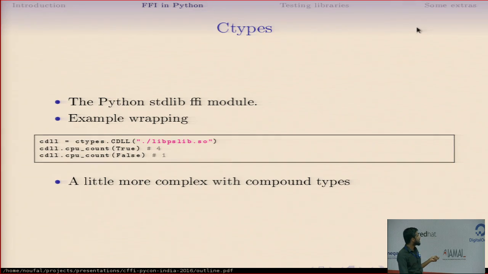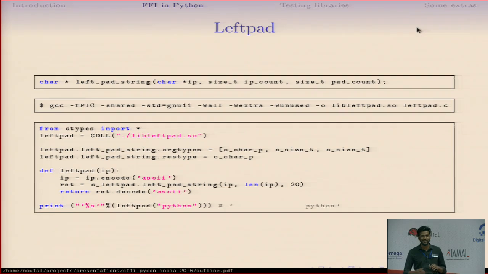CPU count: you can pass true or you can pass false. If you pass true, it returns 4 virtual CPUs; this one is physical CPUs. So this works. This is a simplification because it's a very simple function that takes a Boolean and returns an integer. For complex types like structures, it can get a little more hairy. So I have one example, which we'll use throughout the talk. The example is a somewhat infamous function, Leftpad.